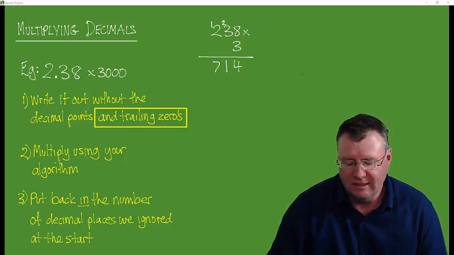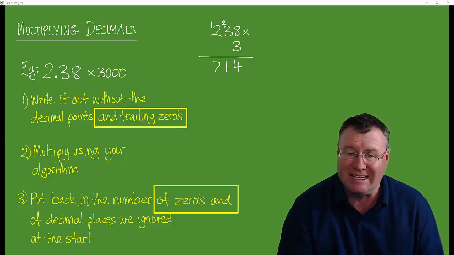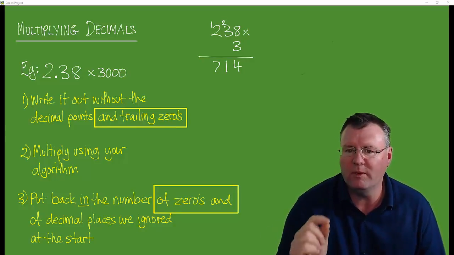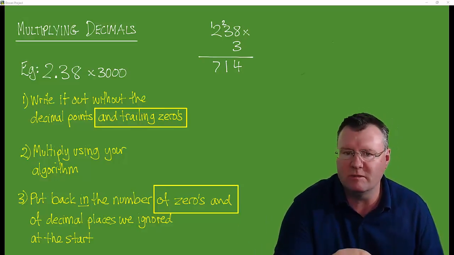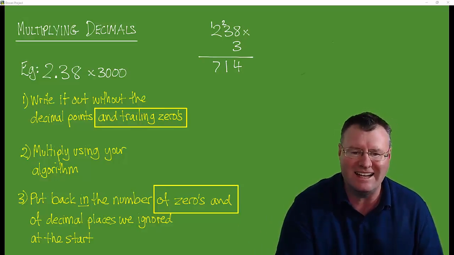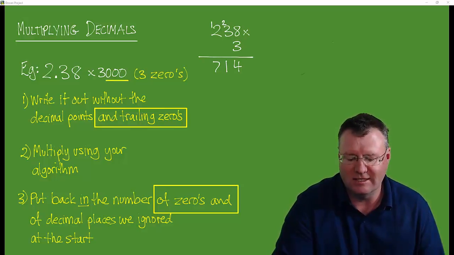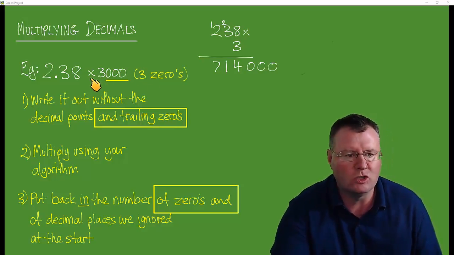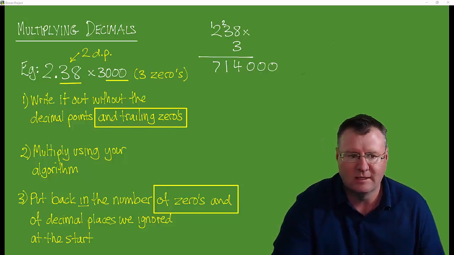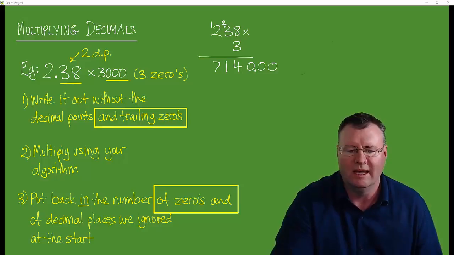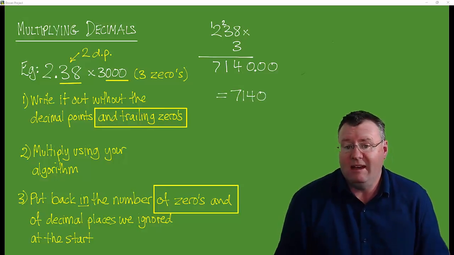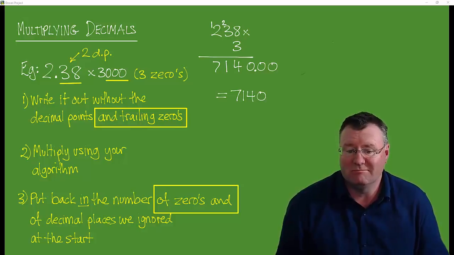Did my multiplication algorithm. All I do now is, before I put those decimals back, I've got to put the zeros back. The 3 zeros that I took out at the start have to go back in. So let's tack them onto the end and I get 714,000. There were 2 decimal places that I stole at the start. I've got to give them back now. So I go 1, 2, and I get an answer of 7,140. That is how we multiply decimals. Well done.